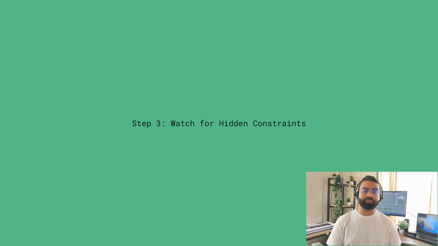Step 3. Watch for hidden constraints. RFPs hide constraints in plain sight. Solution must integrate with our existing SAP system, version 7.2. That's a constraint. It limits your tech choices. Solution must be HIPAA compliant. That's a constraint. It affects architecture and testing. Timeline 17 weeks. That's a constraint. It affects your estimation. Go through the RFP and extract every constraint and list them out. If a constraint makes the project infeasible, raise it now, not at kickoff.